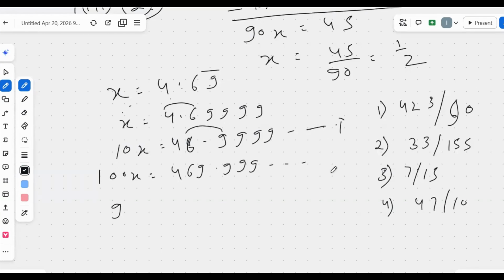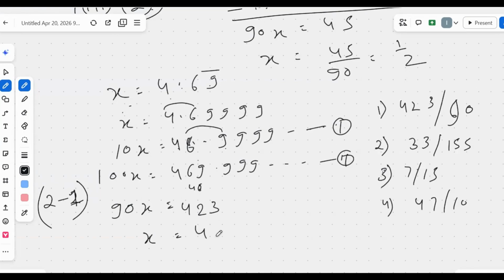And then I'm subtracting again. This one I'm taking as equation 1 and this one as 2, and I'll subtract equation 1 from 2. So 90x equals, you subtract this one, 46, and the rest of it is all going to be cancelled out. So here it's going to be 423. The x value you will get is 423 divided by 90.